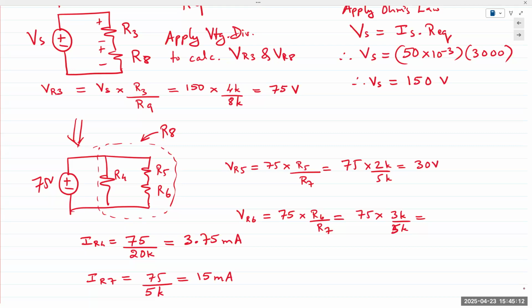And 75 is 15 times 3, so 45. Is that correct? 45.